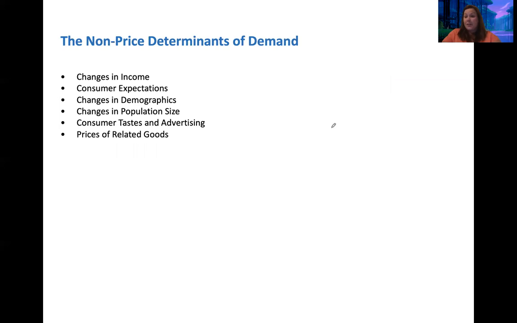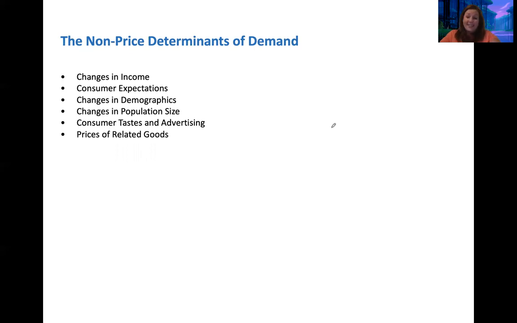Change in demographics. If all of a sudden you have a lot of people having babies, you might have a greater demand for diapers in your area. Or if you don't have a lot of new families, then you might not have as big of a demand. It could shift it down when all the kids grow up. Changes in population size. Nashville is really growing. That's increasing demand in Nashville for houses, for all kinds of things.